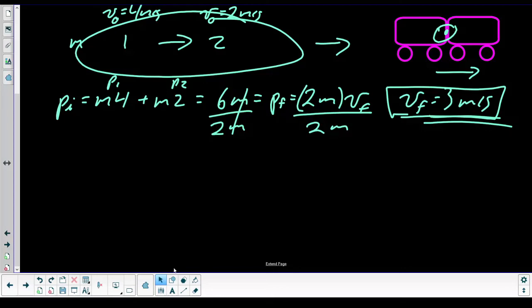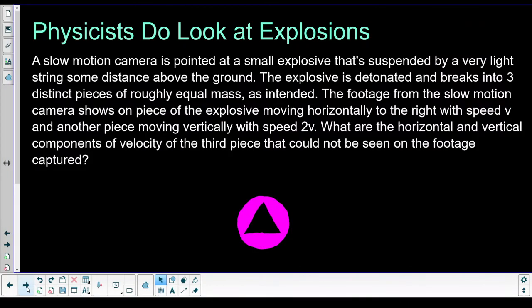Maybe next year. All right. Last example, and we're going to look at explosions because we got to look at explosions. And then we'll get you on your way.